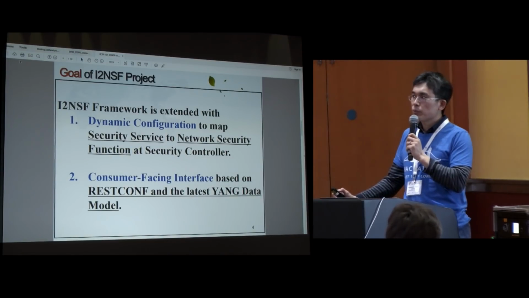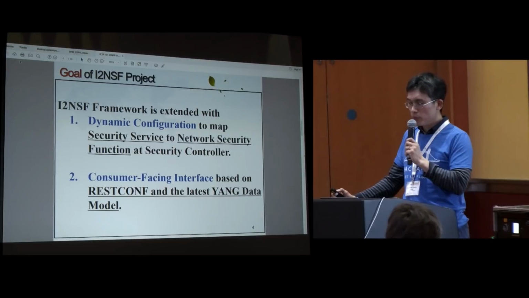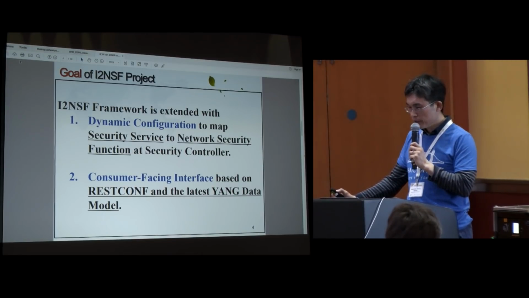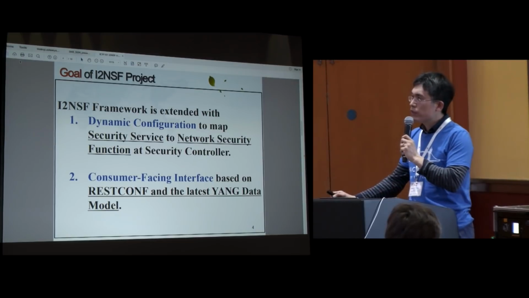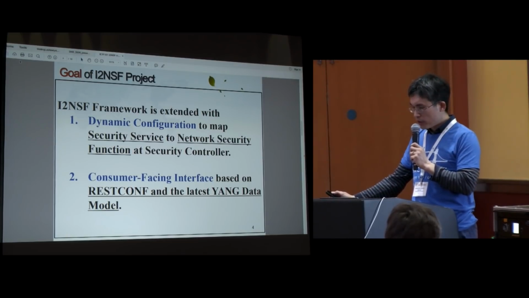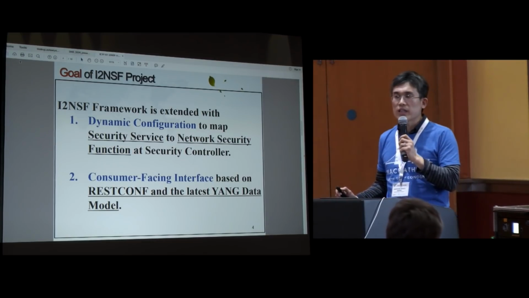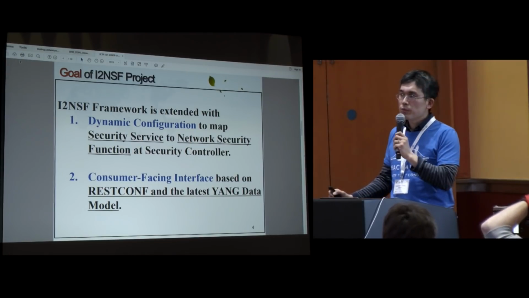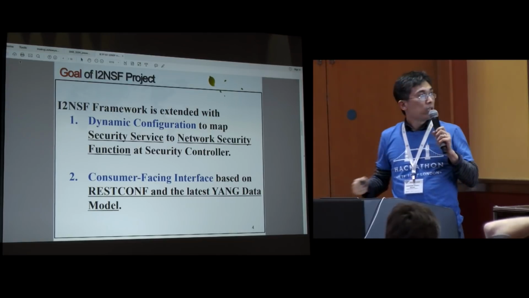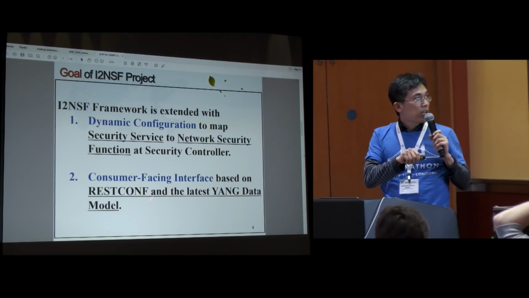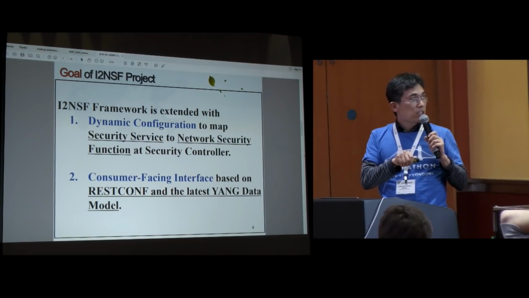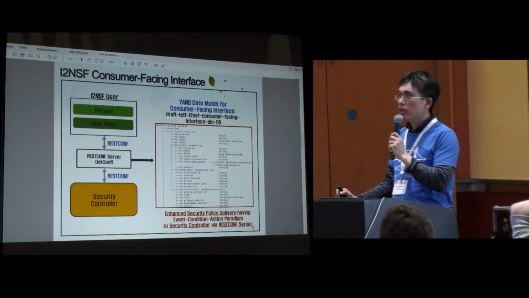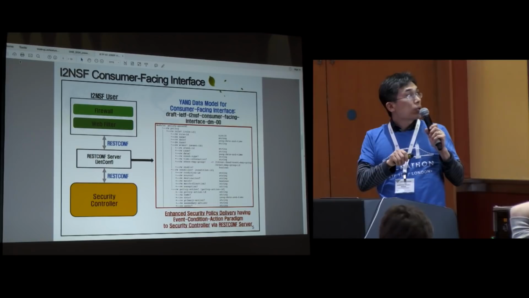So in this hackathon project, we show 2 things. The first one is the dynamic configuration, which means mapping security function to actual network security function located at a security controller. The second one is a consumer-facing interface based on RESTCONF and the latest YANG data model. So let me explain one by one at a time.